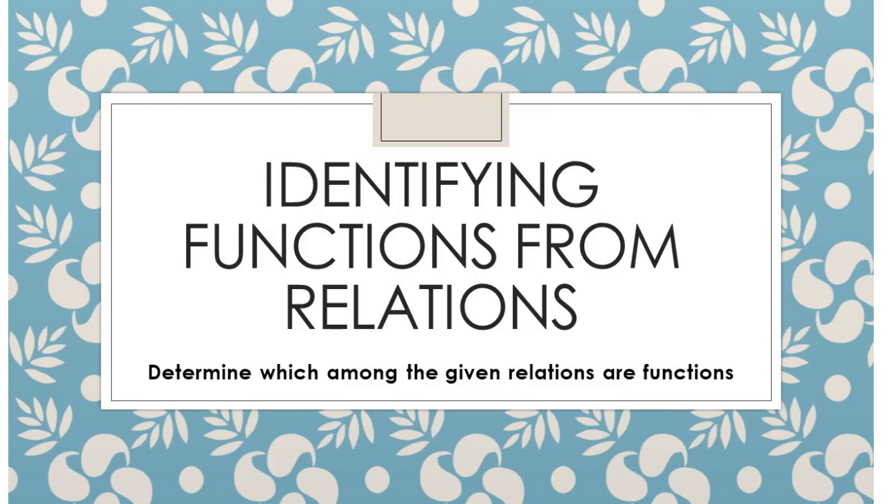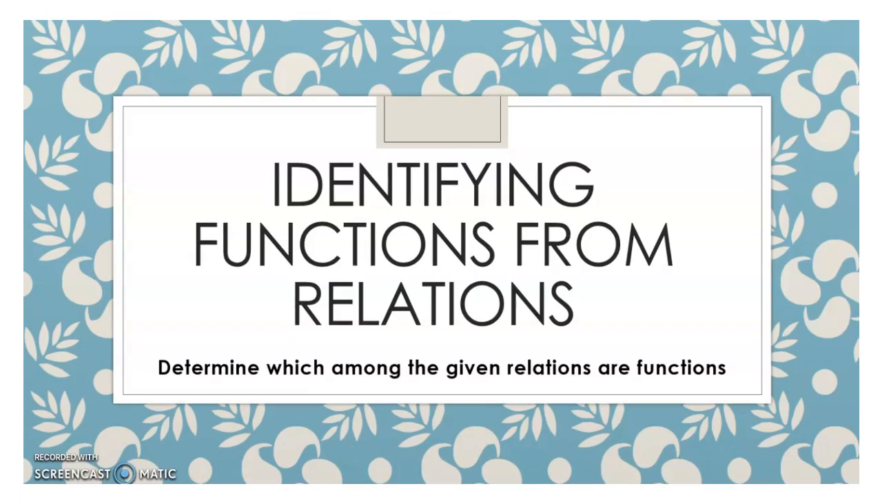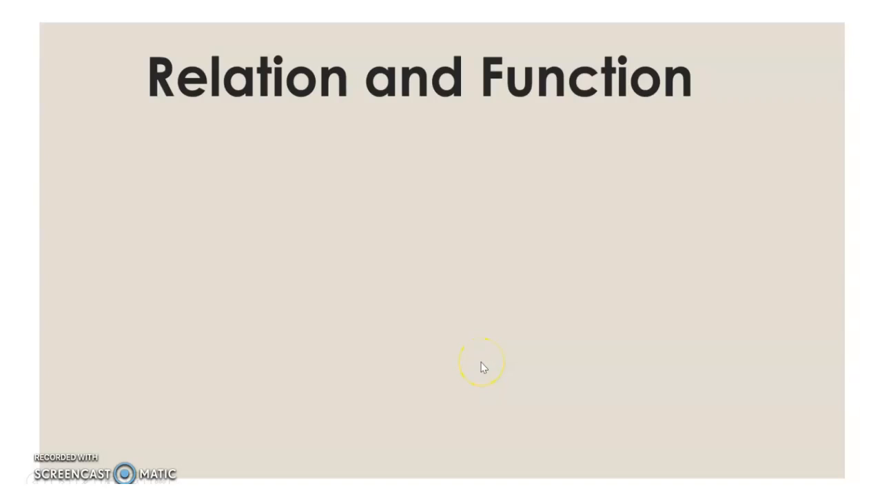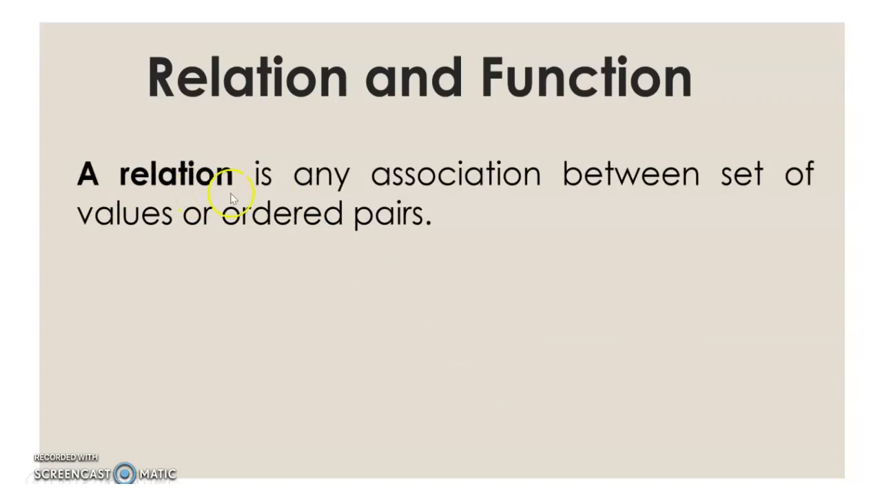In this video clip, I am going to teach you how to identify functions from relations. Let us just recall the definition of a relation and function. A relation is any association between set of values or ordered pairs. So as long as there is an association between set of values or ordered pairs, then we have a relation.